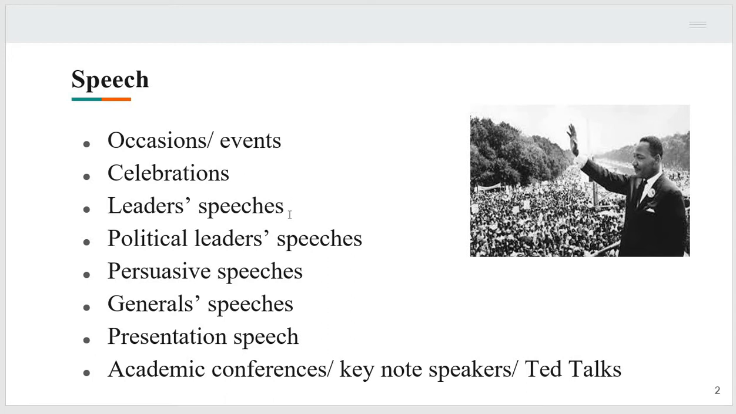Political leaders deliver speeches to convince their followers to some particular point of view. On your right hand side, you can look at the picture of Martin Luther King, whose speech, I Have a Dream, has won worldwide fame. Political leaders also deliver persuasive speeches in which a particular mindset or narratology is inculcated in the minds of the listeners.